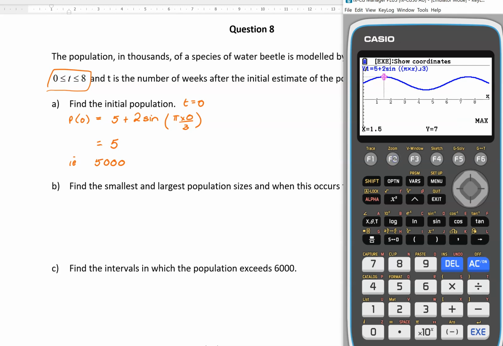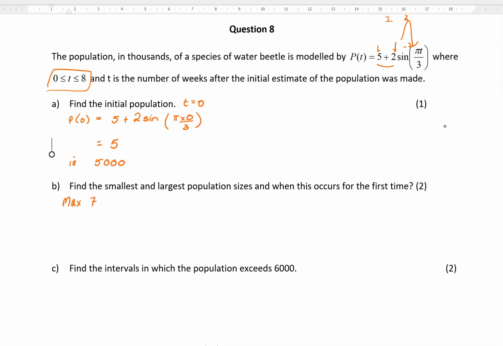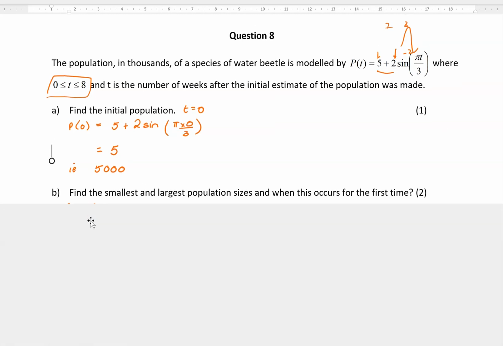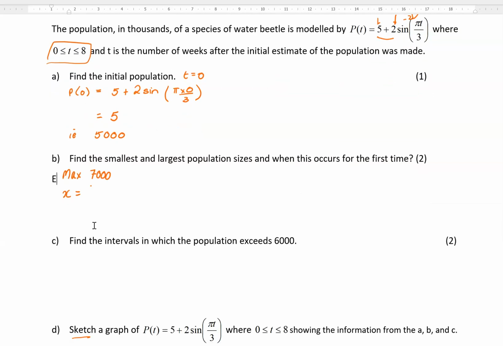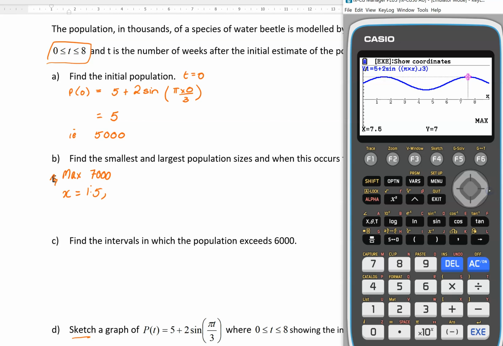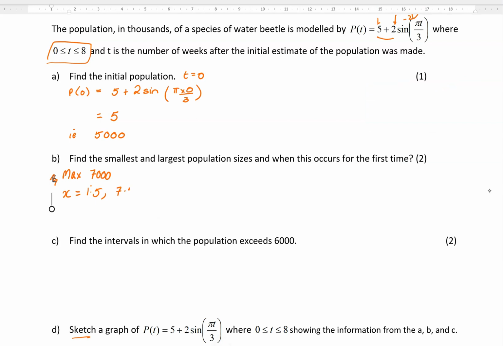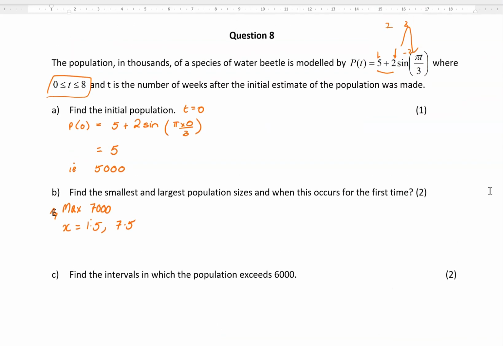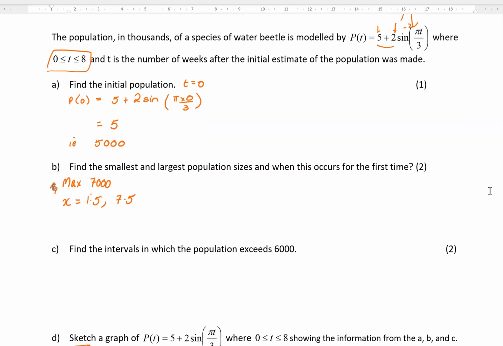Find the smallest and largest population sizes and when they occur. So G-Solve max. Right, so the max is 7. So the max is 7,000. And when does it occur? I'm going to write this when x is 1.5. And we can see up here as well, there's another occasion. So move your arrow across and 7.5. So now we've got what's on our calculator. We have a look. This is the number of weeks after initial, so after 1.5 and 7.5 weeks.